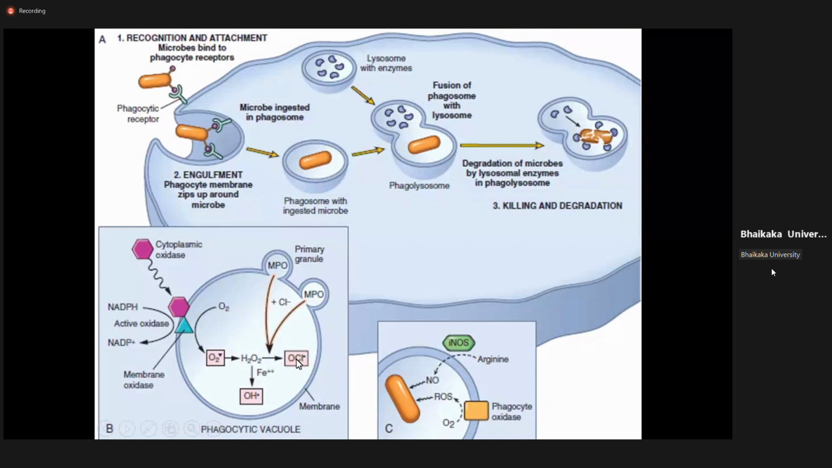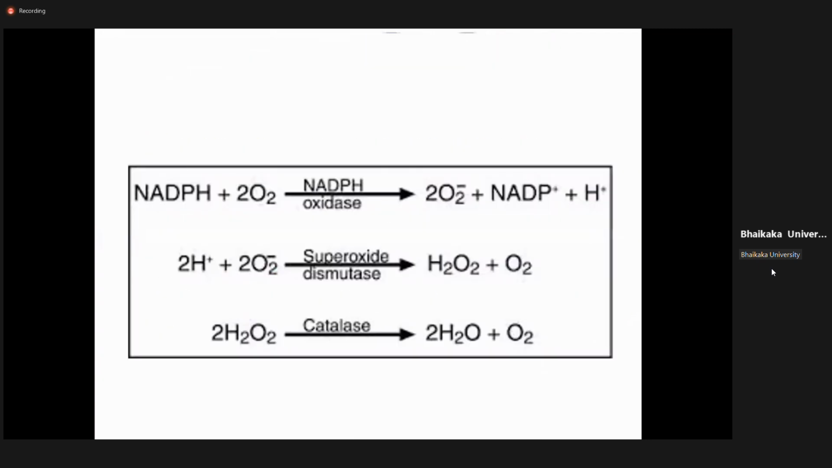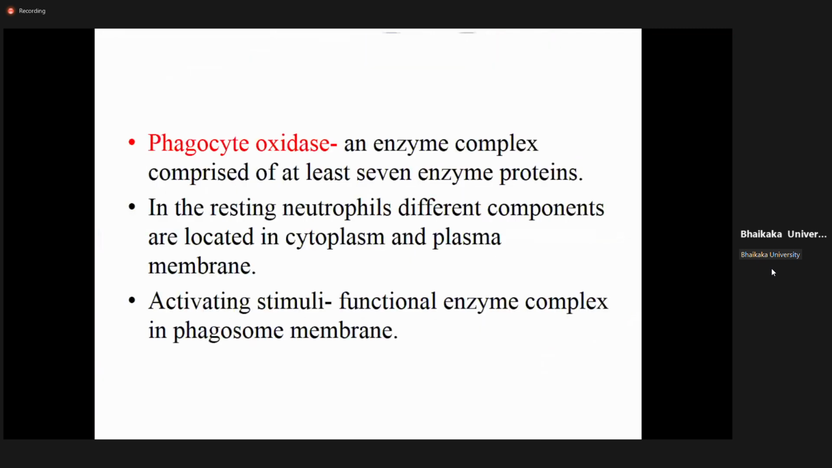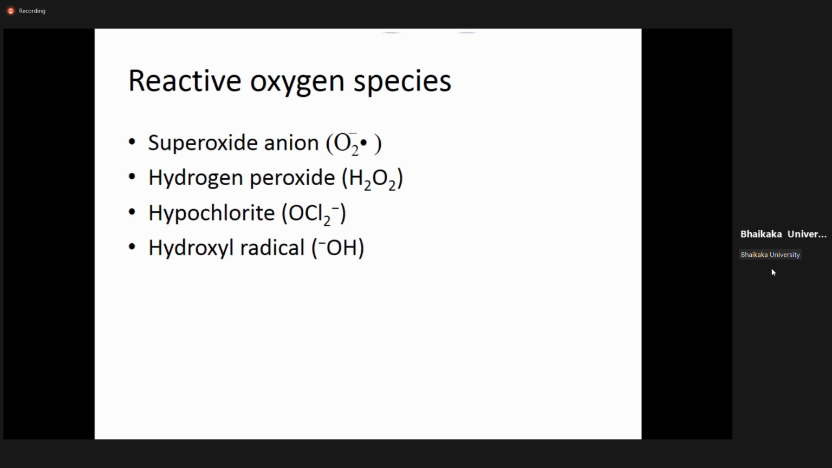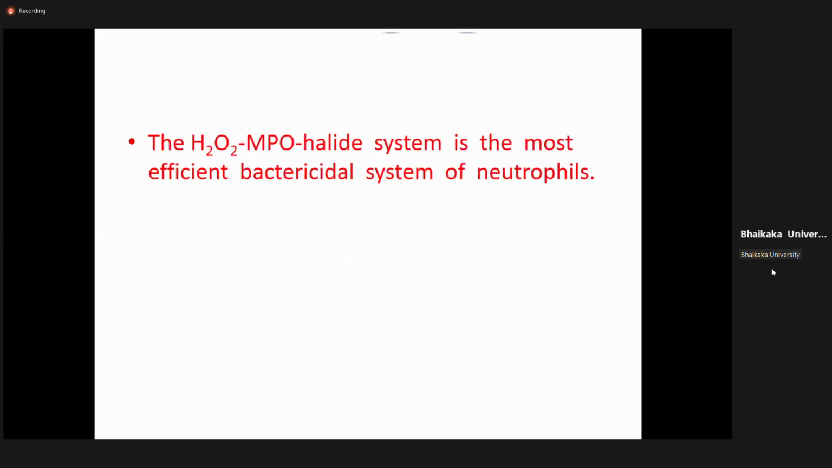So superoxide anion, hypochlorite ion and hydroxyl ion, these reactive oxygen metabolites will try to destroy the offending agent. Right? These are the reactive oxygen species: superoxide anion, hydrogen peroxide, hypochlorite, and hydroxyl radical. So the hydrogen peroxide, myeloperoxidase, and halide system is the most potent and efficient bactericidal system present in the neutrophil, which will destroy the offending agent.